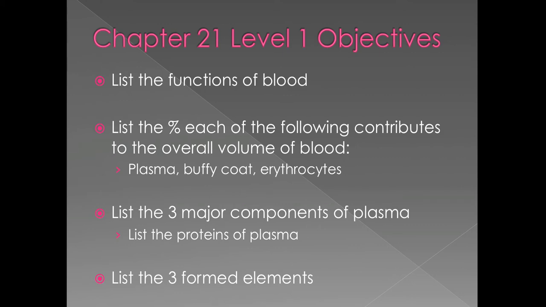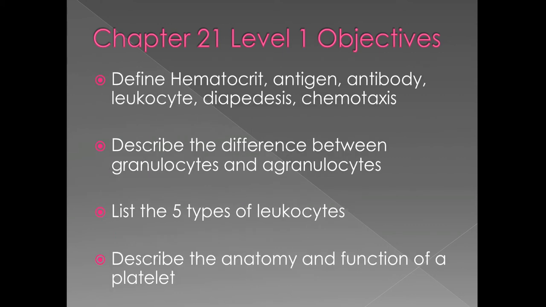I want you to list the 3 major components of plasma, list the 3 formed elements, and define those terms that you see there: hematocrit, antigen, antibody, and so on. Describe the difference between granulocytes and agranulocytes, and then list the 5 types of leukocytes. And for our last level 1 objective, describe the anatomy and function of a platelet.